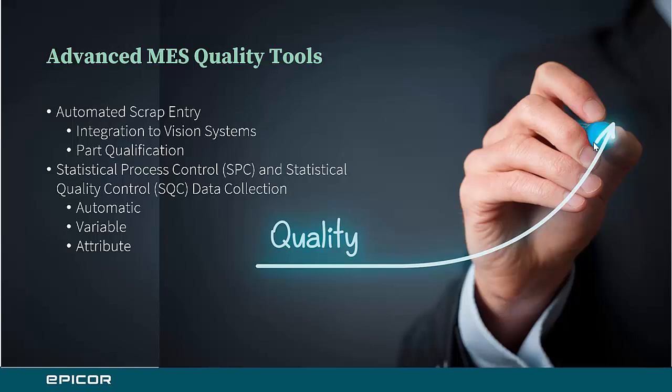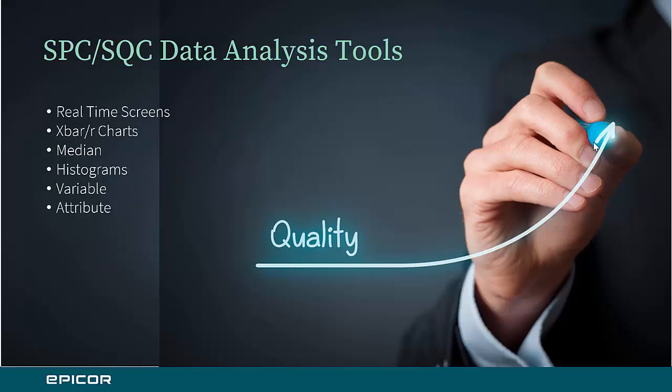So if it's ID, OD, length, weight, things like that, I can measure those characteristics, and we'll talk about how we do that in the system. Likewise, maybe I have a way of documenting pass-fail type situations, and that's what we call attribute data. And then finally, we'll talk about the data analysis, the different screens and tool sets we have in the advanced MES that allows us to analyze the end results. So let's take a look at it.